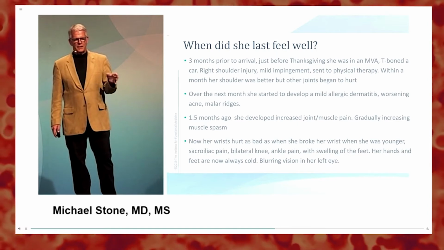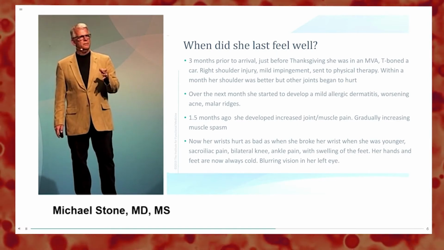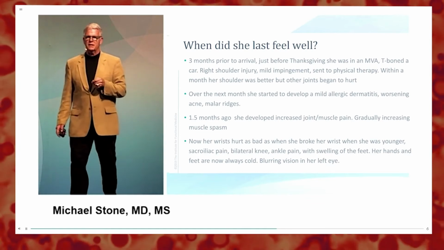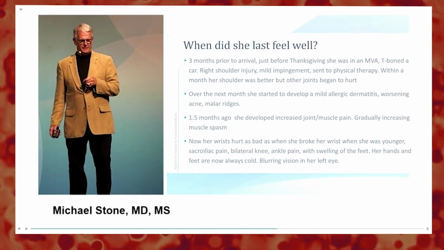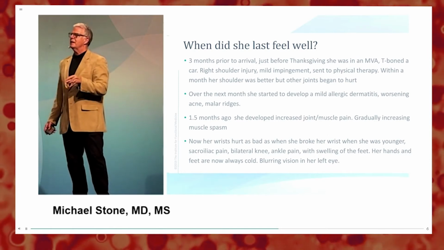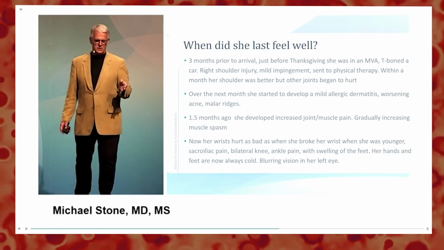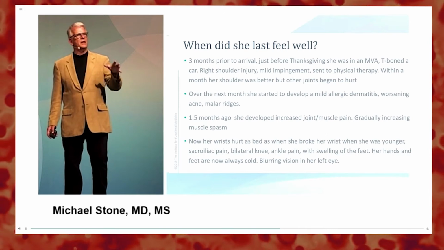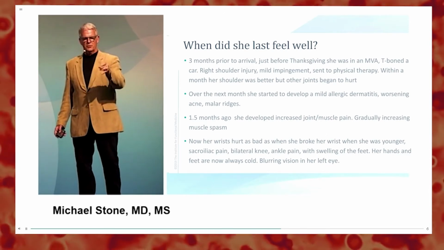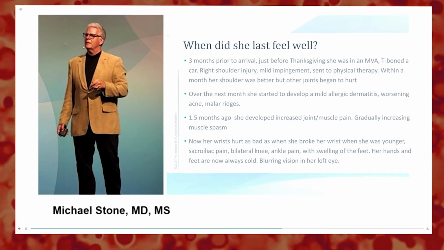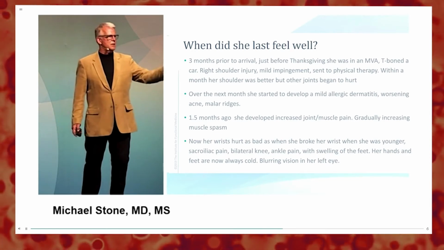Then, a month and a half before she presented, she developed increased muscle and joint pain, gradually increasing muscle spasms. Then she had this progression, and she was explaining it away as she was just getting older. Then she started having increased Raynaud's. Then she started having increased blurred vision in her left eye. So you see the sequence that began.